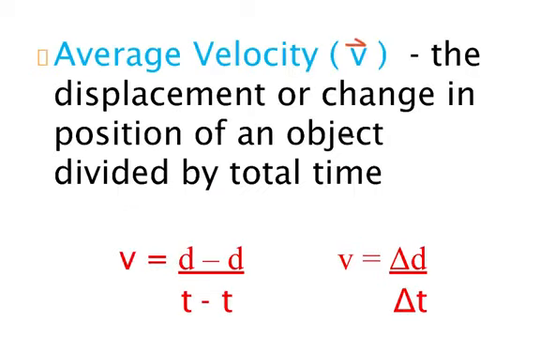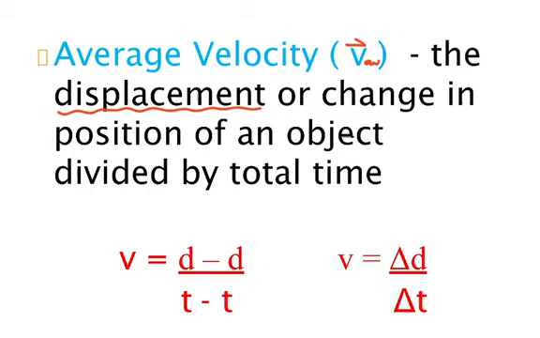Velocity has a little half arrow or full arrow above it to denote that it's a vector. And this is the displacement or change in position of an object divided by total time. As we looked at in our first lesson, we know that distance and displacement are not necessarily the same thing. So an object can have a different speed and a different velocity.